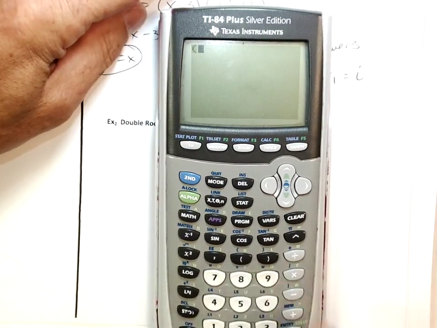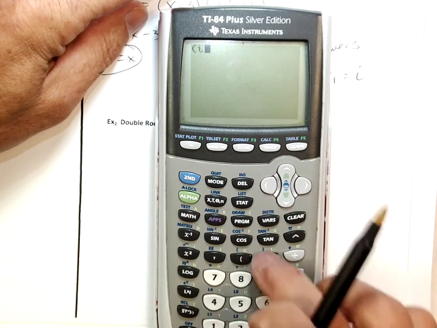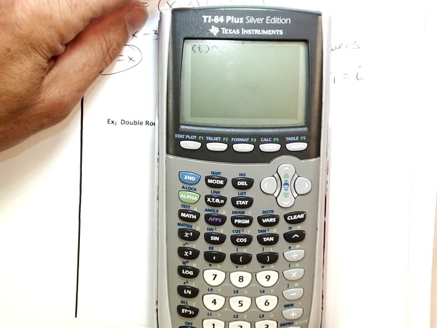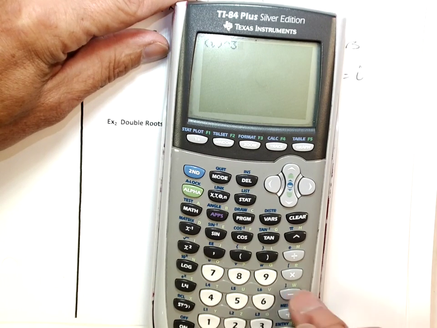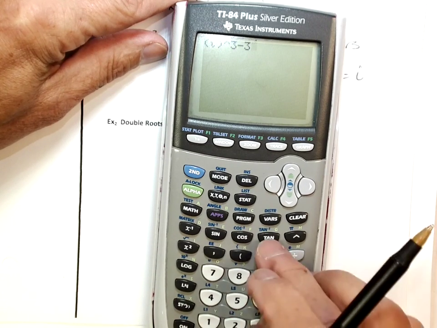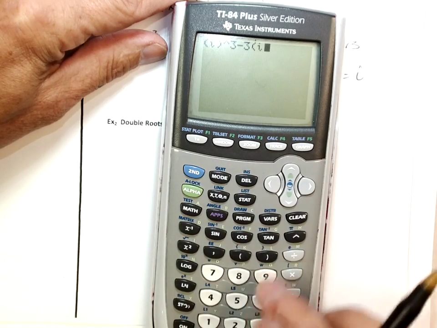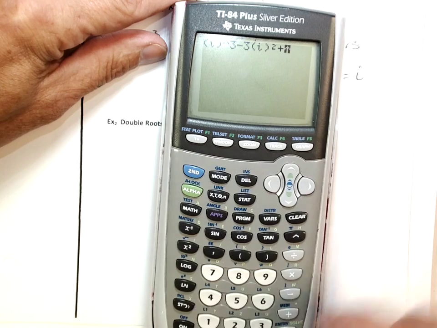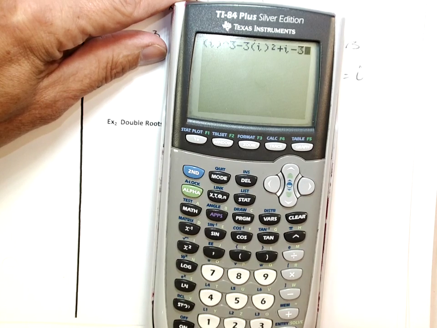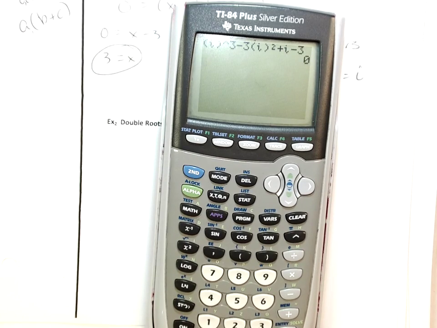Let's take i cubed. I promise that this is going to give me an answer of 0. Subtract 3 times i squared. And then plus i, subtract 3. Boom, 0. Isn't that weird? So it's got to be a 0, right?